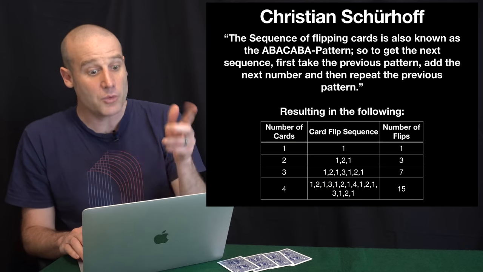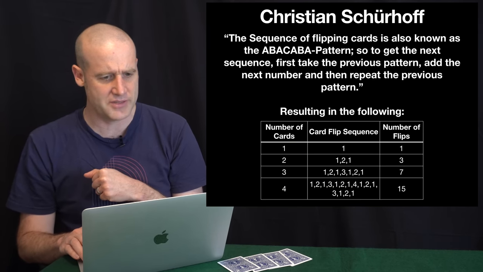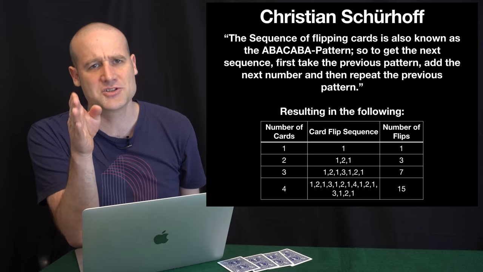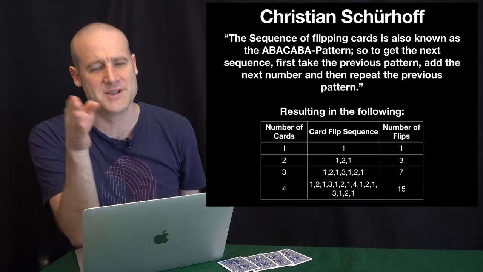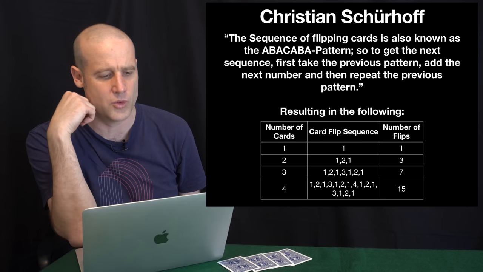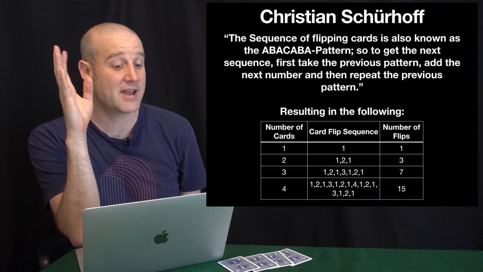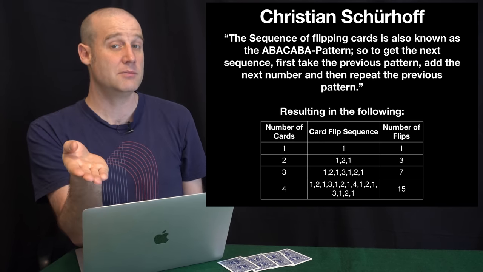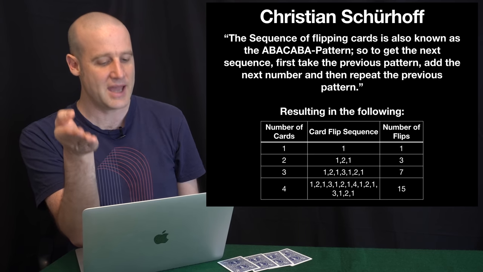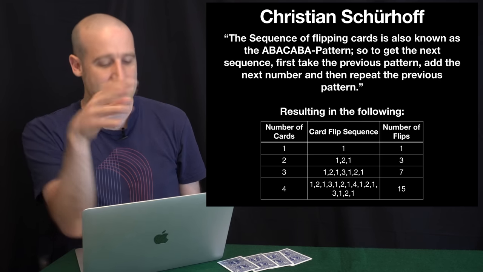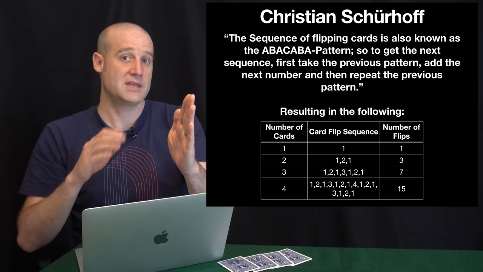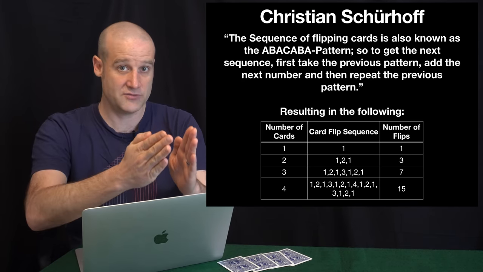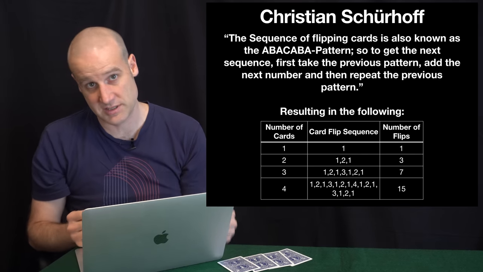Now, I forgot we put in Christian's one. This is great. Christian came up with a systematic way for any number of cards to work out what flips in what order will move you through all of them. And this is a pattern that comes up reasonably often in mathematics. It's the A, B, A, C, A, B, A, and so on sequence. So you take your starting sequence, and then you put the next character you've not used, and then you repeat your starting sequence.